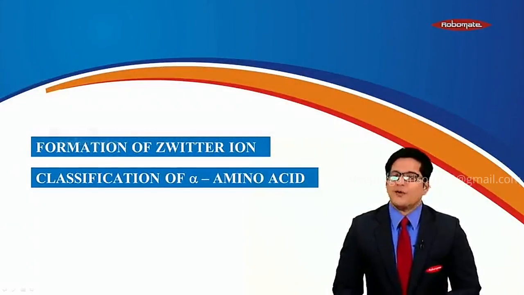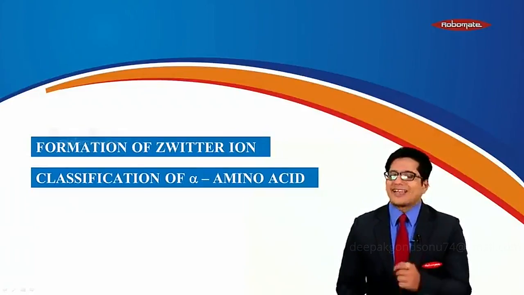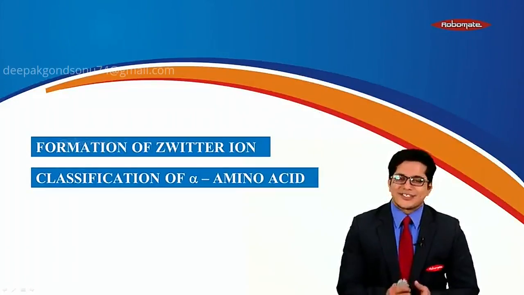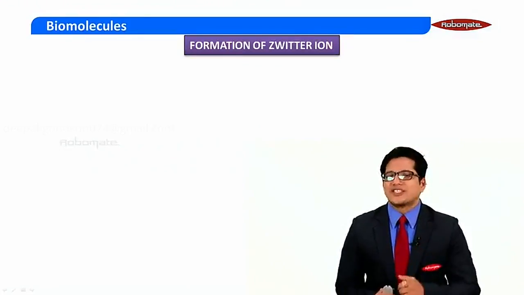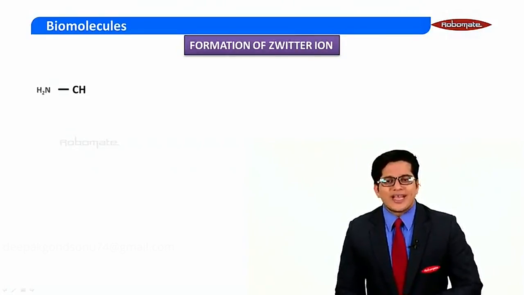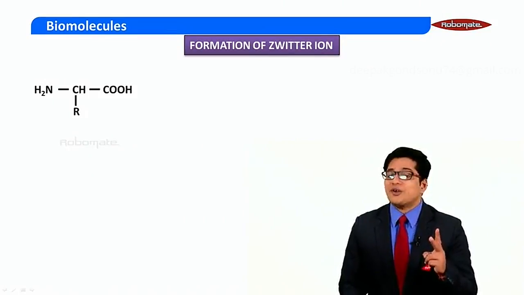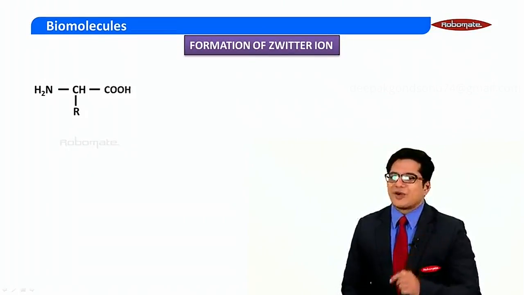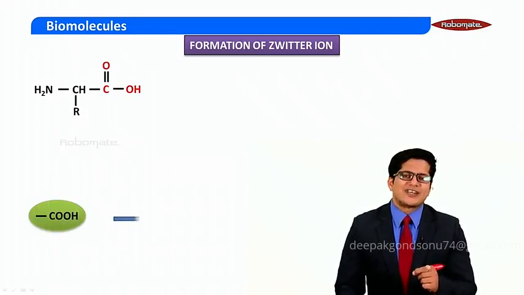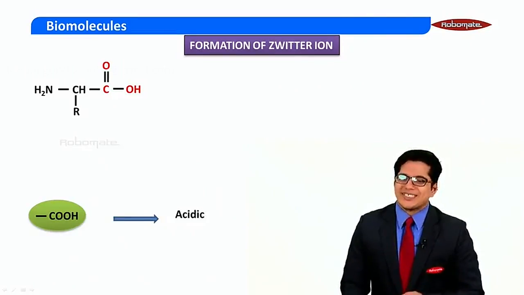Hello students, now we will be discussing the formation of Zwitter ions and classification of alpha amino acids. So let's start with the first, that is formation of Zwitter ion. We have an amino acid, which is a compound in which there are two major groups. The first one is COOH, which is an acidic group, and if it is an acidic group, it would donate H+.